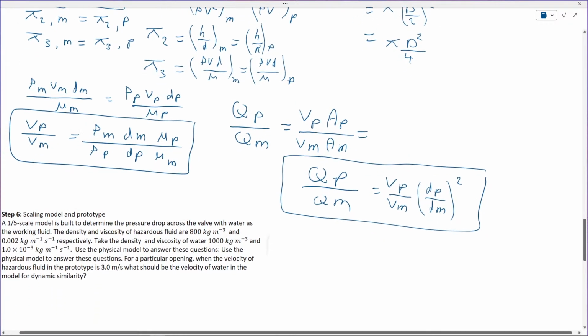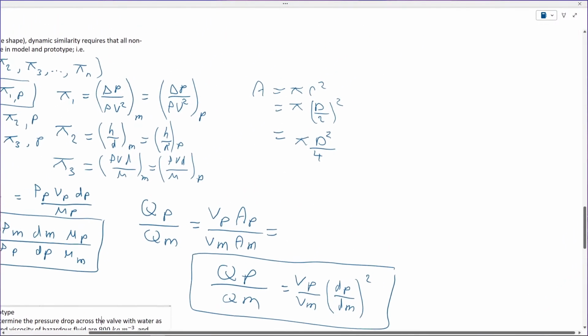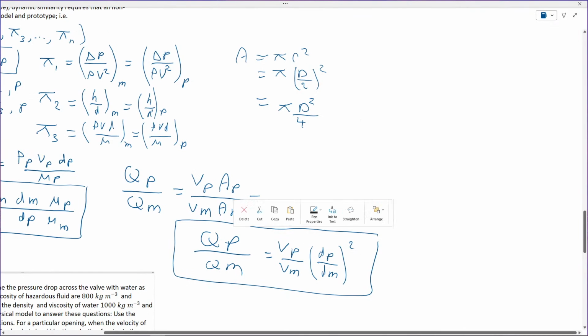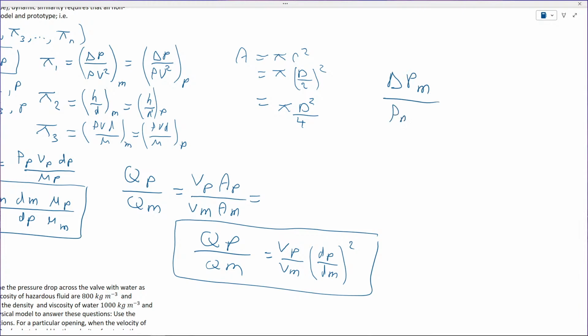So we can get it from here, from this guy. So basically I'm going to do it here. I can say drop in pressure model, rho model, v square model is equal, using this guy here, drop in pressure prototype over rho prototype over v square prototype. And I want to find the dp over dm. That's what I want to find.